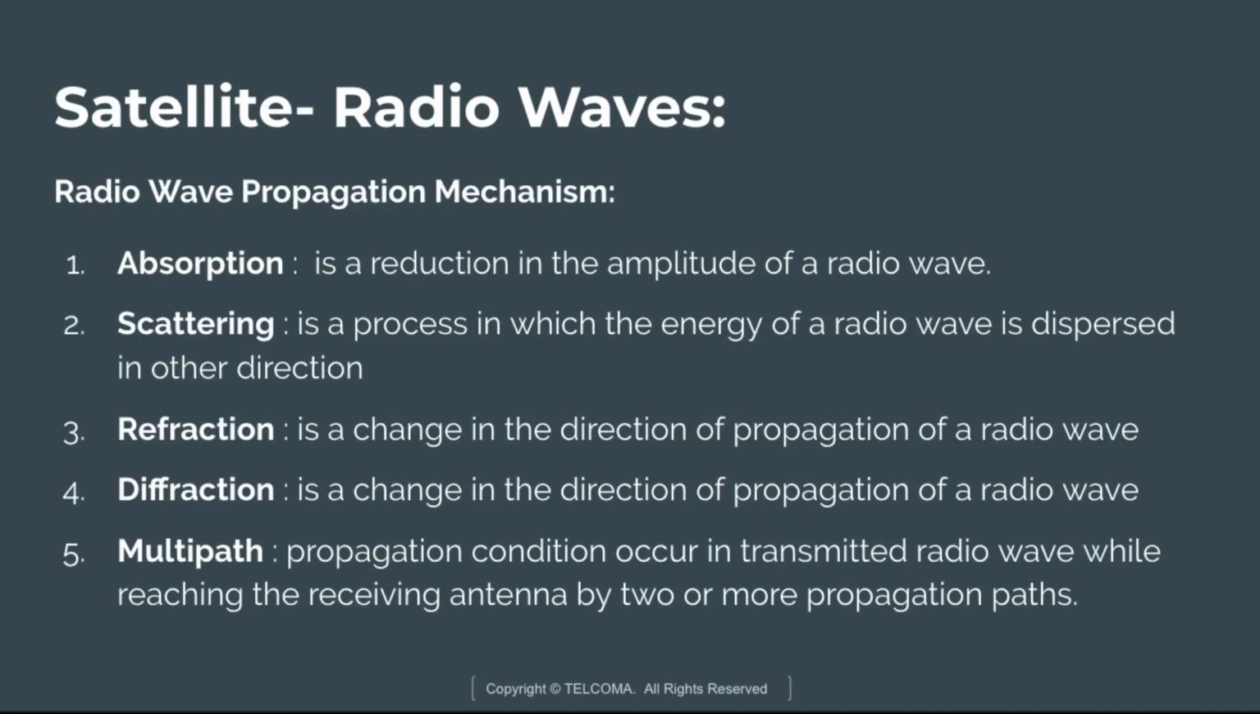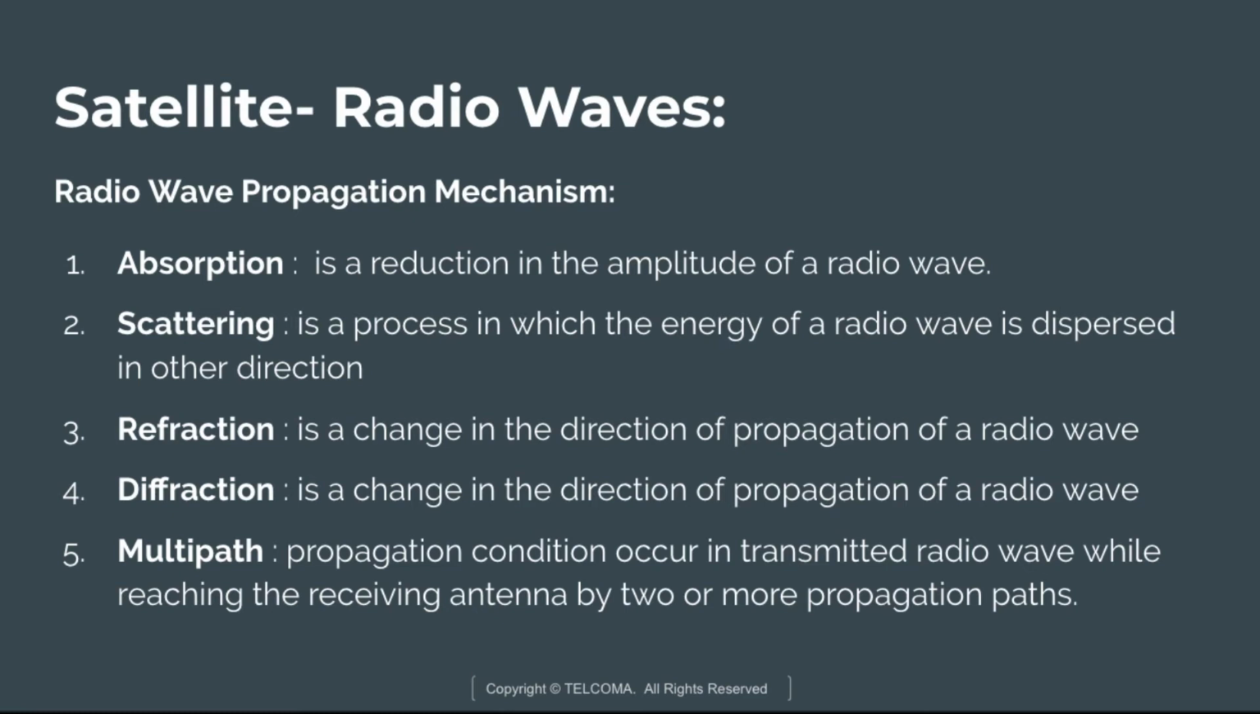Now the radio wave propagation mechanisms. There are different mechanisms. Let's discuss these one by one. The first one is absorption. Absorption is a reduction in the amplitude of a radio wave. Next is scattering. Scattering is a process in which the energy of a radio wave is dispersed in other directions, and it is due to interaction with inhomogeneities in the propagation medium.